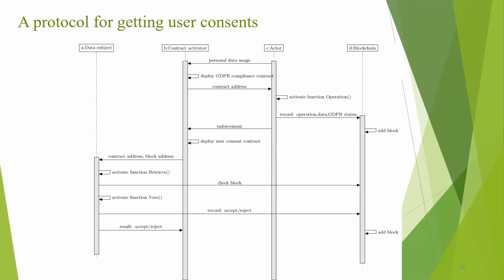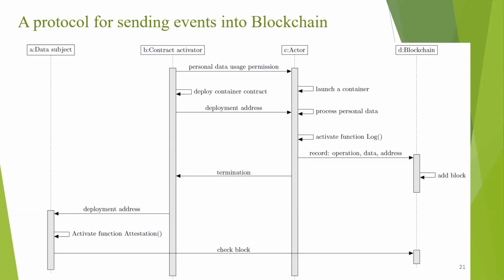So, this shows the protocol that we have for storing the purpose of data processing inside the blockchain through the elements of data subject, contract activator, actor, and blockchain. First, the purpose of data processing will be stored through an actor inside the blockchain, and then the contract activator provides the address of the blockchain to the data subject, and the data subject can retrieve the content of the blockchain and store the vote, I mean consent or rejection, to the blockchain.